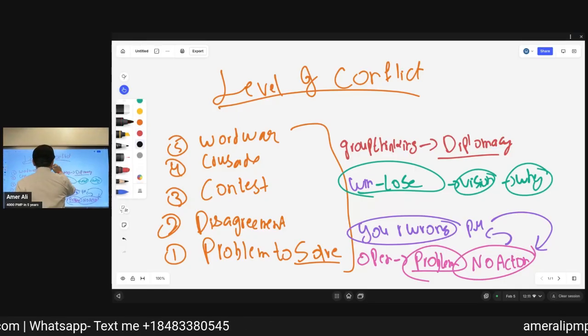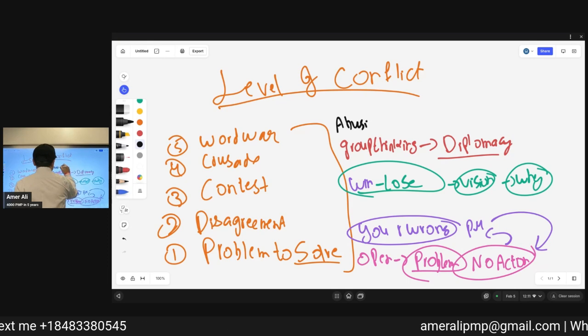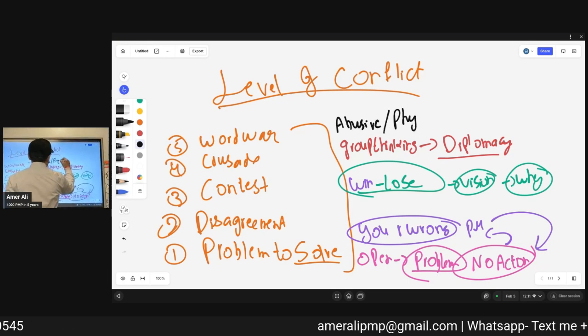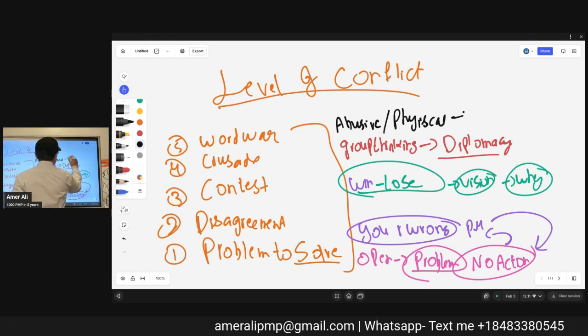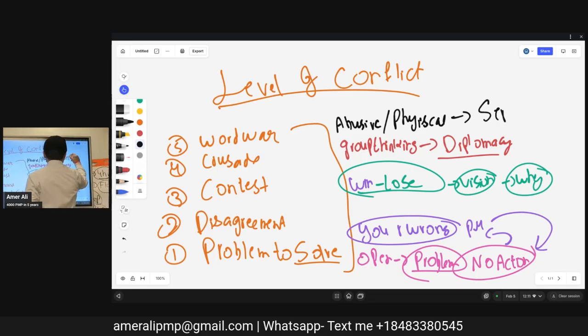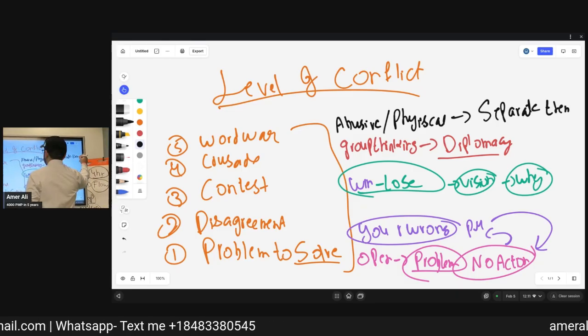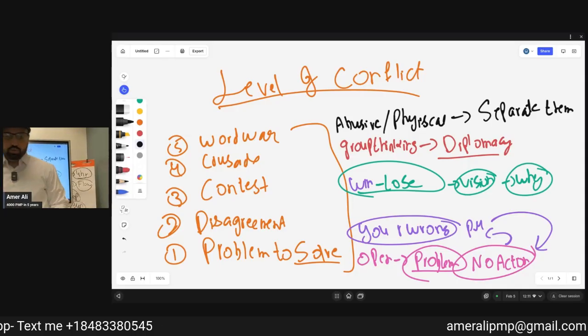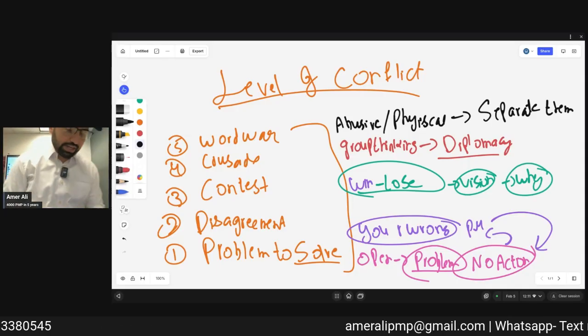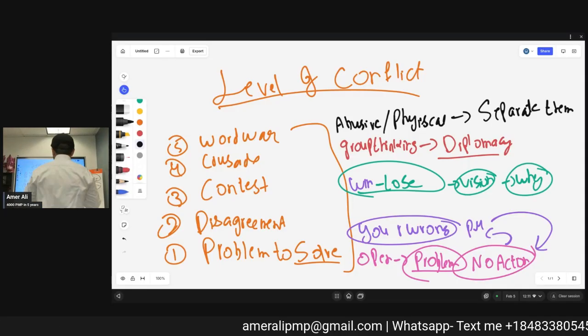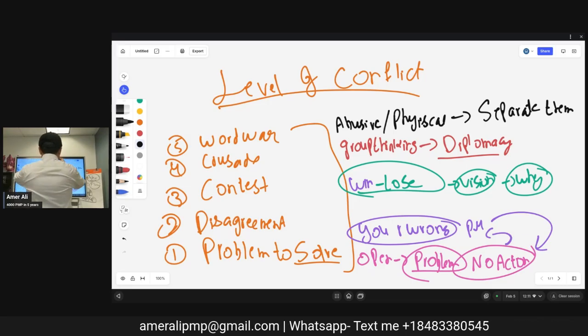It becomes abusive or physical. Just separate them. There is no solution for them. We need to slow them down. Some things should not be handled immediately, otherwise you will have a problem. So you need to separate them and let them handle this thing.